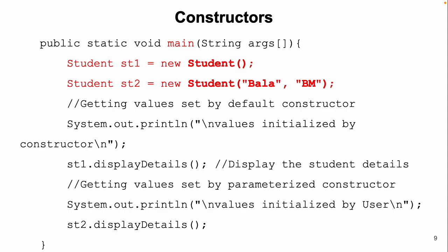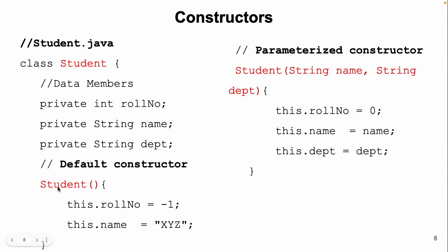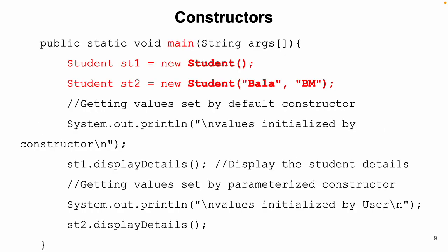Whether I define the default constructor in my program or not, it will be automatically created. So this is the structure of a default constructor: the class name, one open and close bracket, because it doesn't have any parameters. So it will call this constructor and assign these values, -1 to the roll number and XYZ to the name, of the object st1.